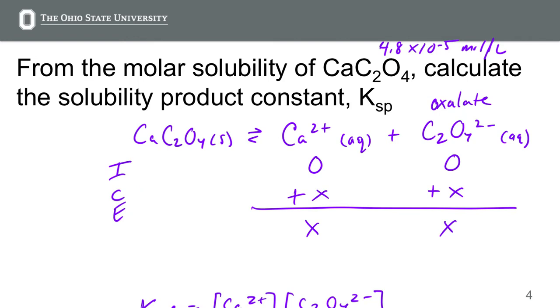Which means that at equilibrium, we're going to have X moles per liter of calcium and X moles per liter of oxalate. We know the molar solubility of calcium oxalate. How do we get that? How does that become a useful number for solving the KSP?